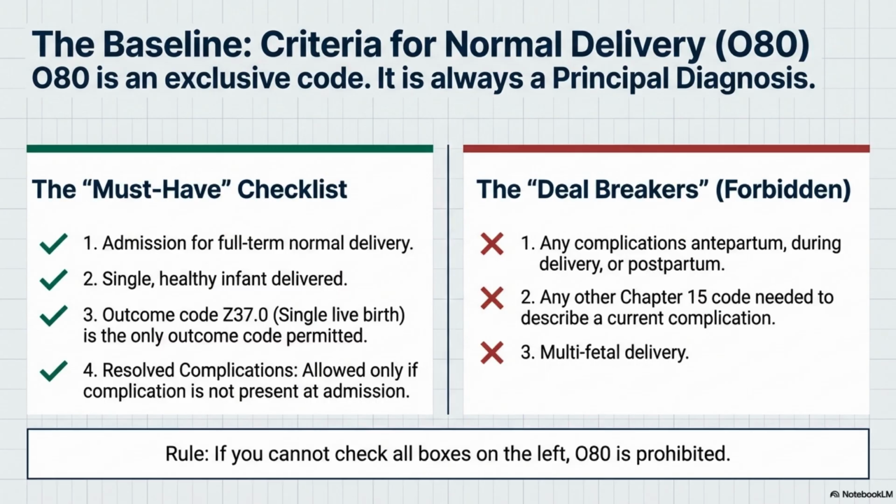Any complications must have resolved before admission. And here are the deal breakers: any antepartum, intrapartum, or postpartum complications; any other Chapter 15 code needed to describe a current condition; or a multifetal delivery. If even one of these applies, O80 cannot be used.